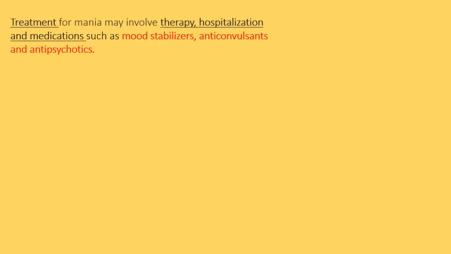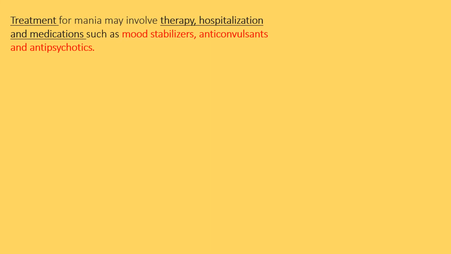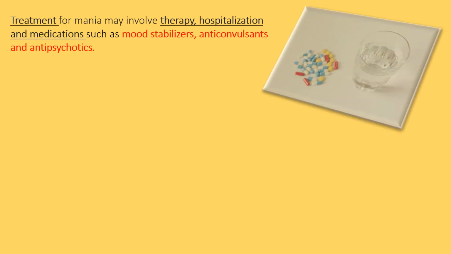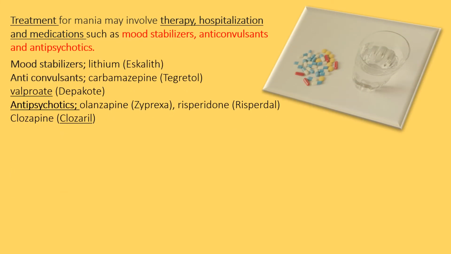Treatment for mania may involve therapy, hospitalization, and medications such as mood stabilizers, anticonvulsants, and antipsychotics. While this may be the typical course of treatment for many people, each person's situation is unique, and someone with specific questions should seek the advice of a mental health provider.